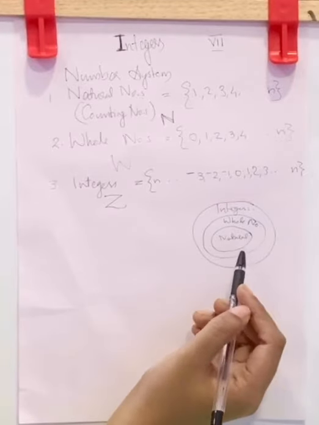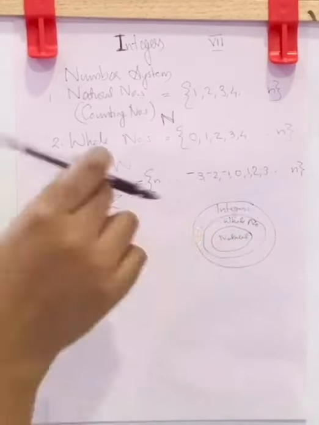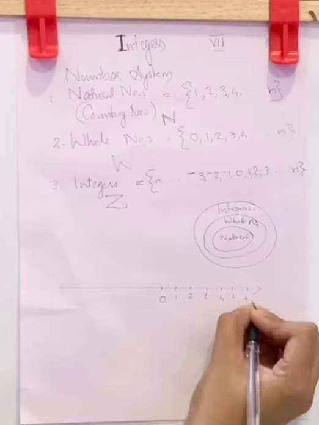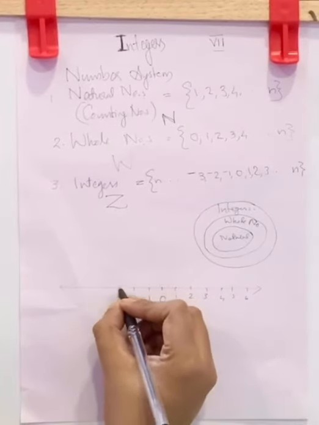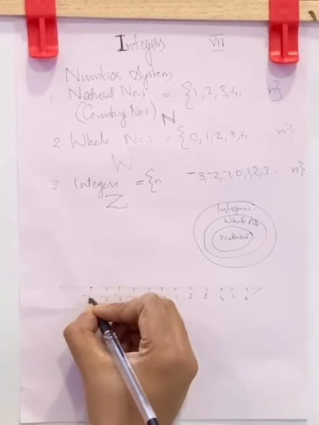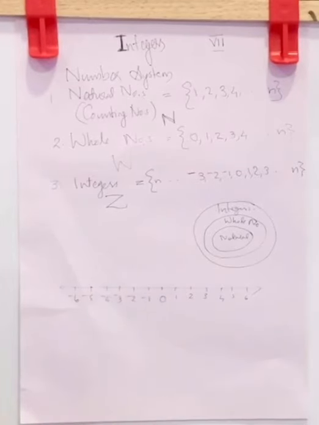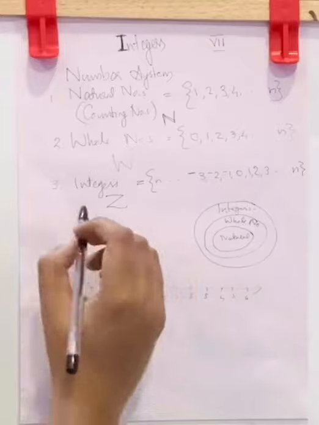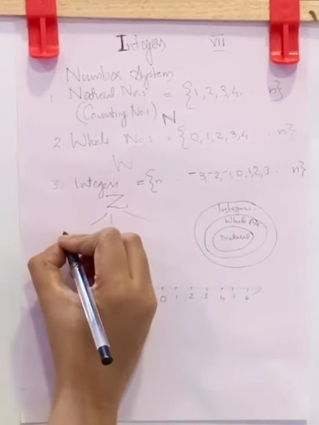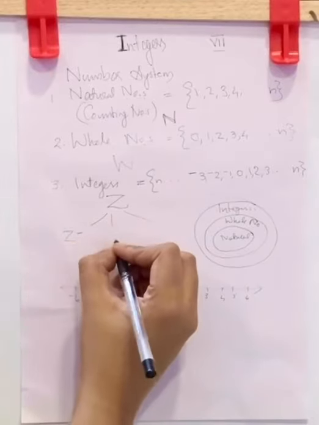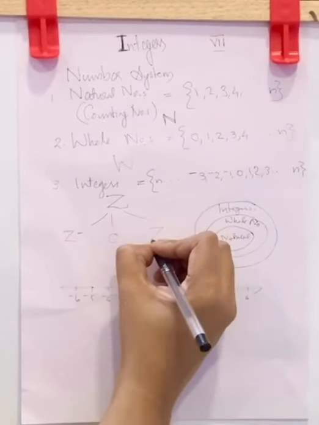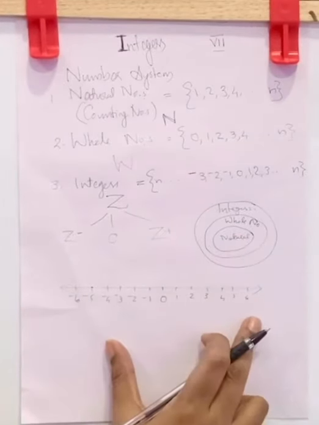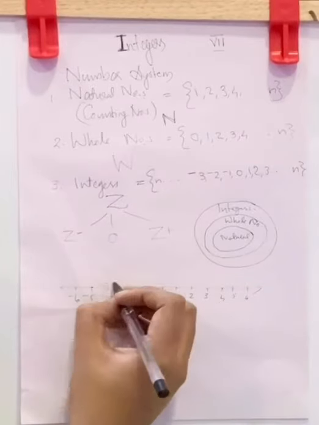Now, I'll draw a number line here. 0, 1, 2, 3, 4, 5, 6, minus 1, minus 2, minus 3, minus 4, minus 5, minus 6. These are negative integers. This is the 0 integer, and these are positive integers. So Z consists of negative integers, that is Z minus, the 0 integer, and positive integers, that is Z plus.